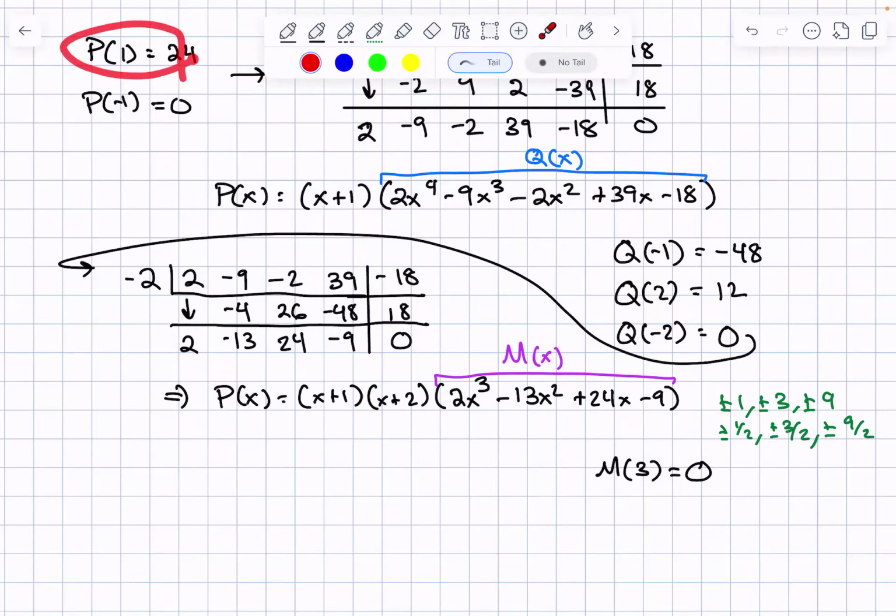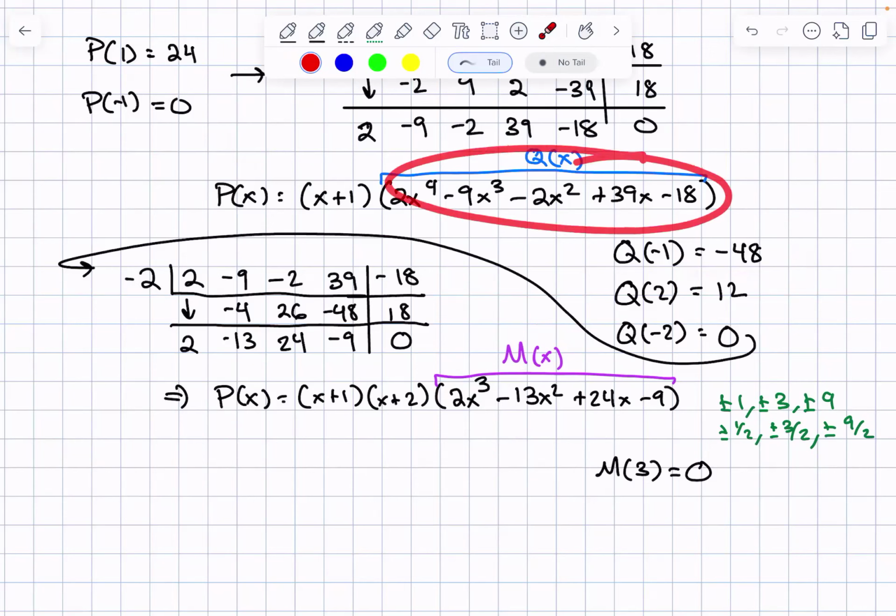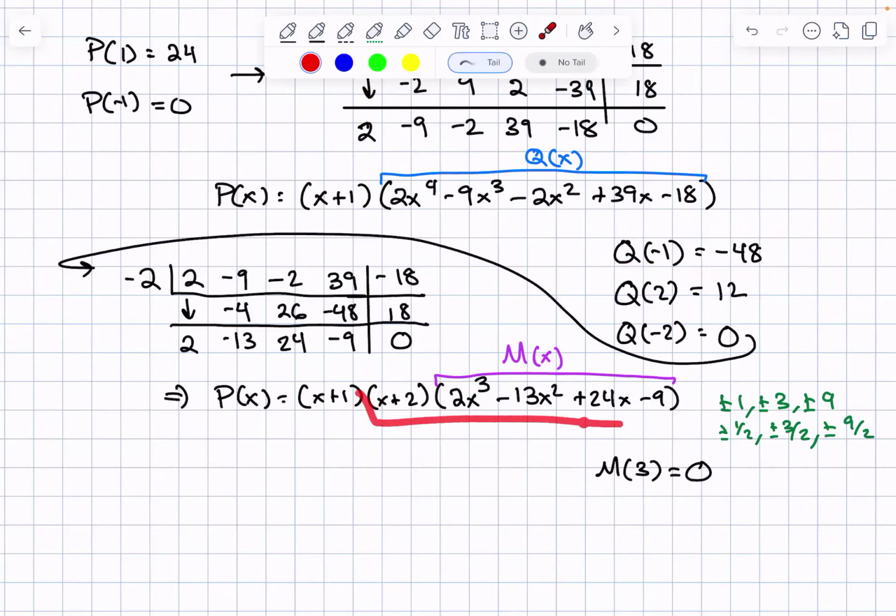Just as a reminder, the reason why I didn't bother plugging in 1 or negative 1: I don't need to check 1 because it's not a factor of p, which means it can't be a factor of m. I don't need to plug in negative 1 because when I tried to plug it into q, it wasn't a factor of q. And this right here, this is q. So if it's not a factor of this, it can't be a factor of this. And so I went to 3, and that ended up being 0.